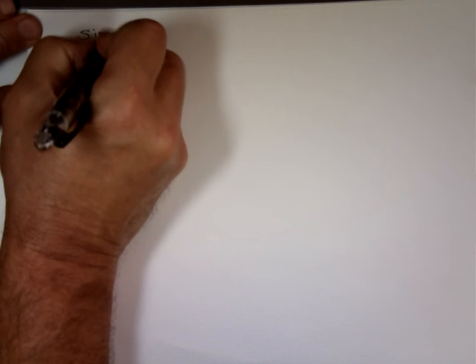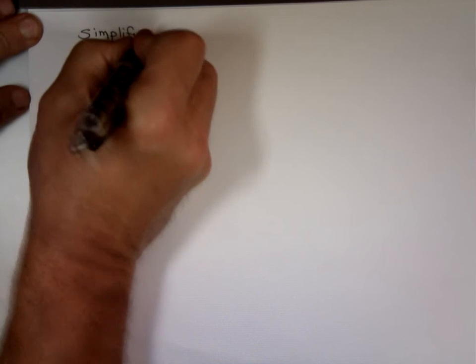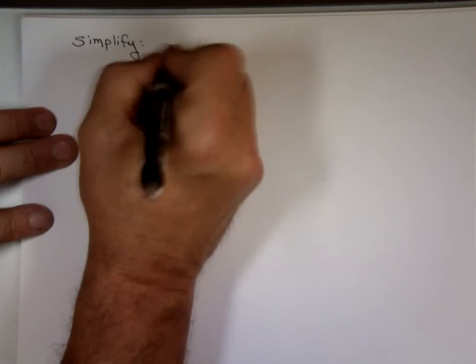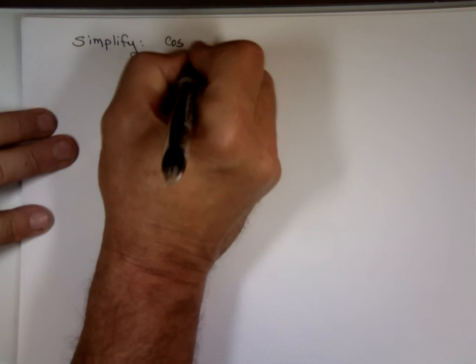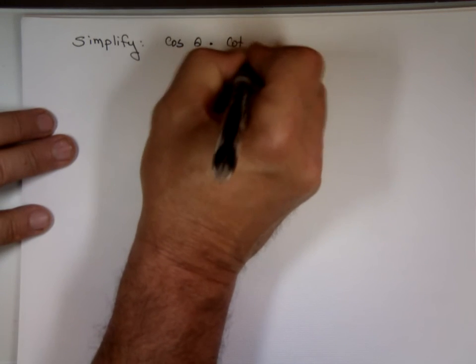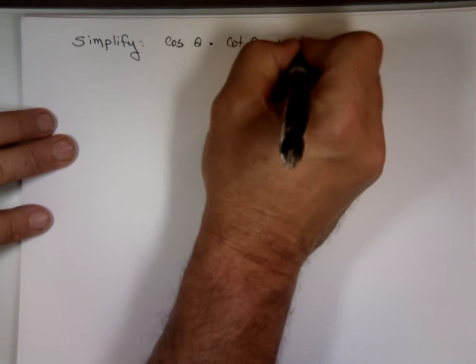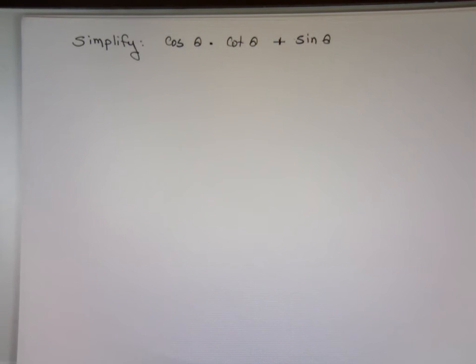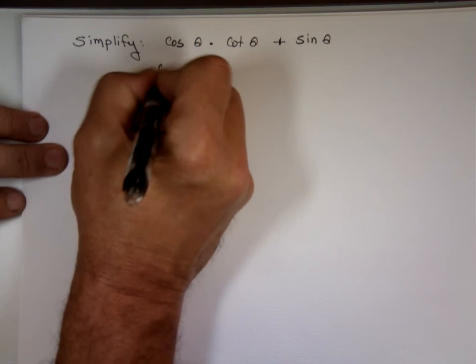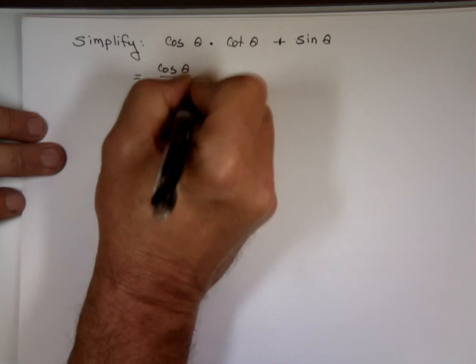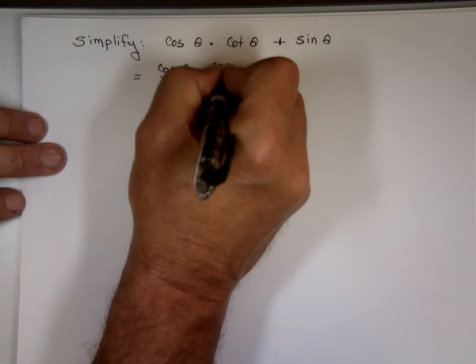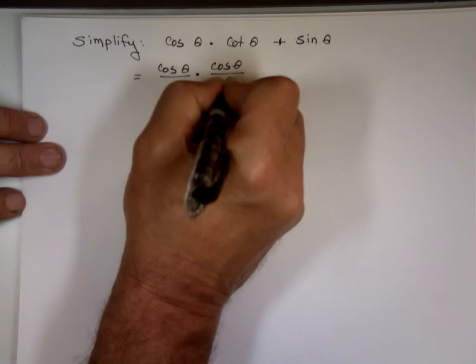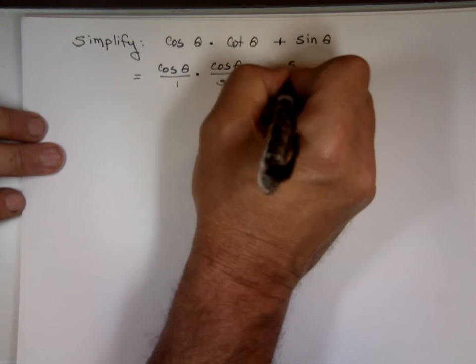Simplify. Cosine theta times cotangent theta plus sine theta. Again, I'm going to change everything to sine, cosine, and take it from there. That'll be what? Cosine theta over 1 times the cotangent, which is what? Cosine over sine, good. Plus sine theta over 1.